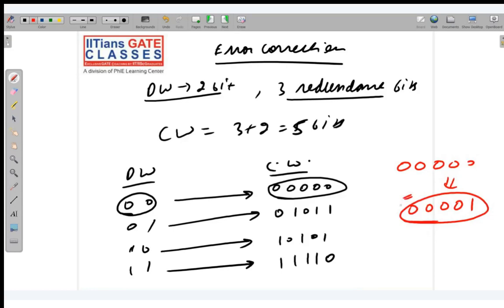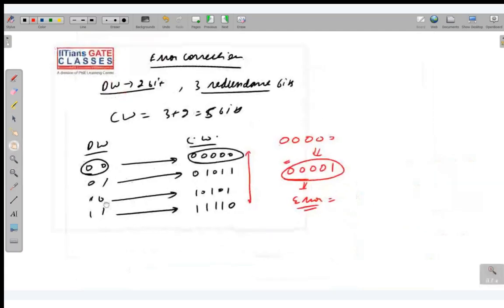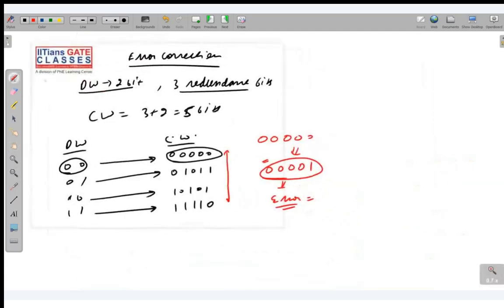So now the receiver has received this and it will first check all the 4 code words. It is not matching, so it will say, okay, there is some error. Now how will correction be done? Here we will assume an optimistic approach.